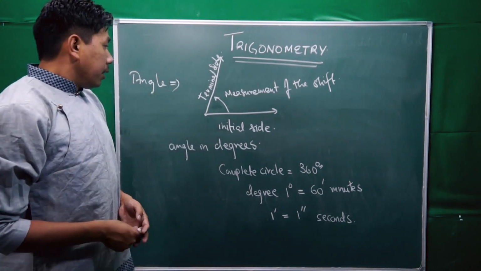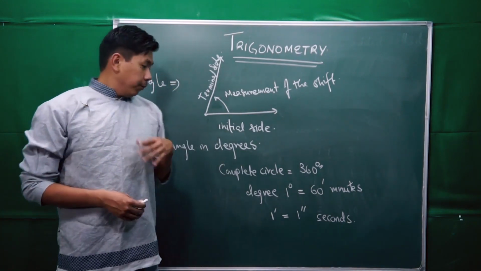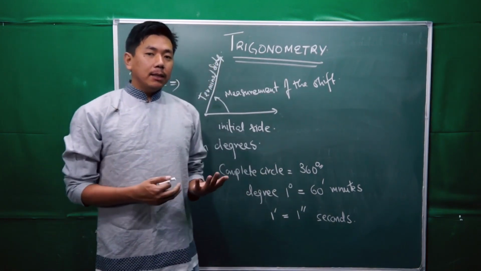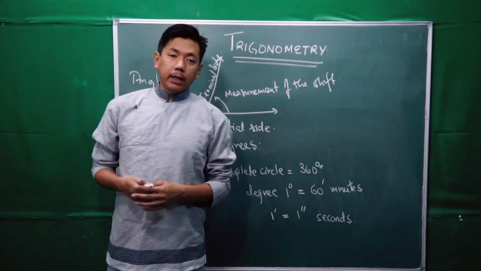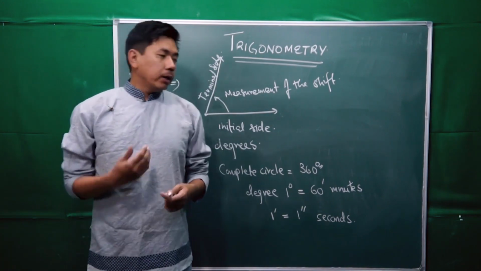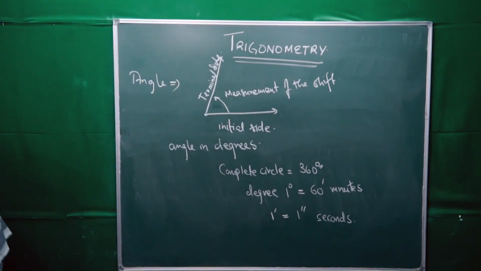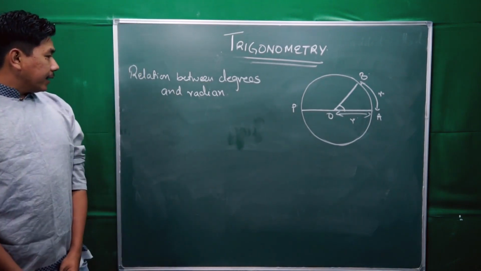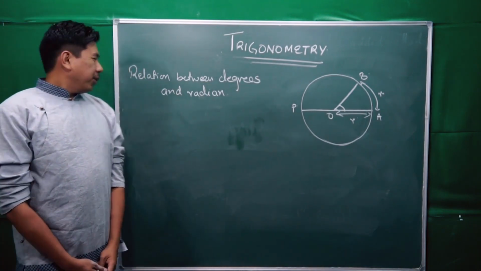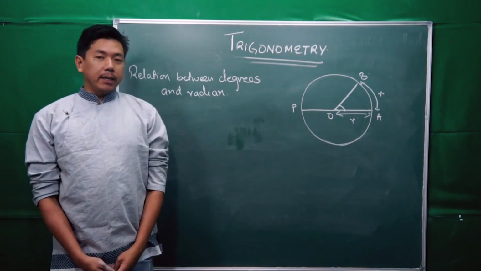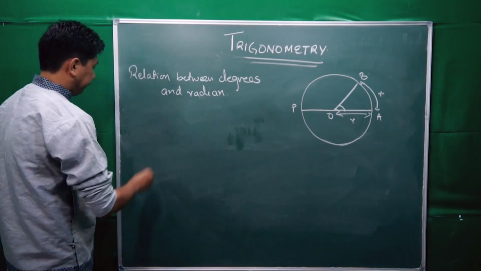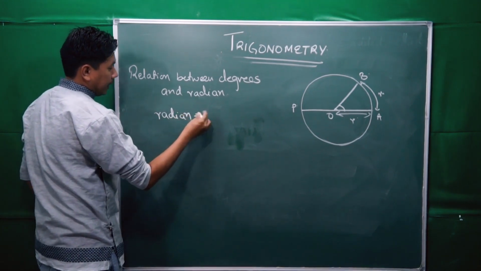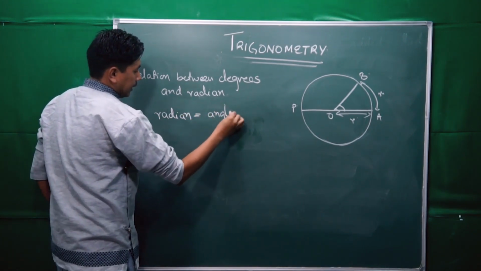Now moving into class 11th, moving further from degrees, next we are going to talk about angles measured in radians. So how do you measure in radians? Next, we are going to talk about the relation between degrees and radians. So first thing, what is a radian? A radian is actually an angle.